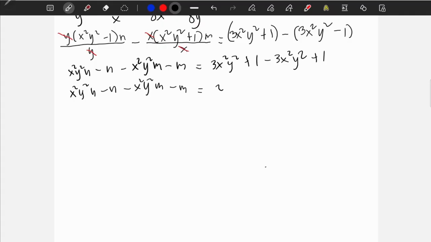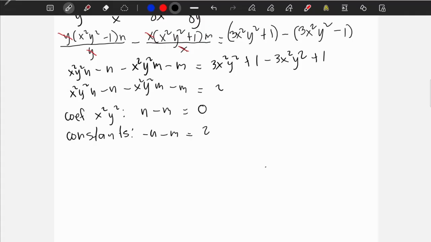Then we will get all the coefficients of x squared y squared. For this term, the coefficient is n. And for negative x squared y squared m, the coefficient is negative m. Do we have x squared y squared on the right side? No, right? So this is 0. Last are all constants. We have negative n and negative m, and 2.